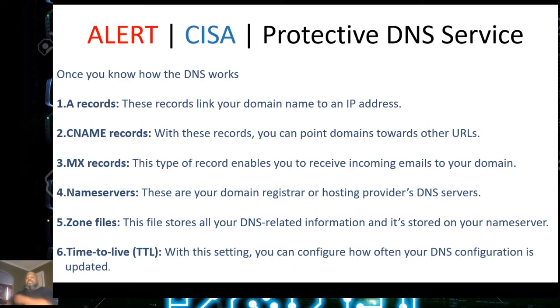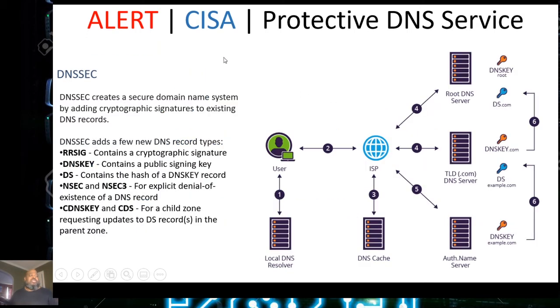Now, when DNS was first created, it was very unsecure. So these are ways to lock down your DNS to make it more secure. DNSSEC is one of the first things used to lock down the DNS server. It creates a secure domain name system, adding cryptographic signatures to the existing DNS records. Basically, each of those links, or how it communicates to those different servers, is encrypted. So DNSSEC brings encryption to that whole process.